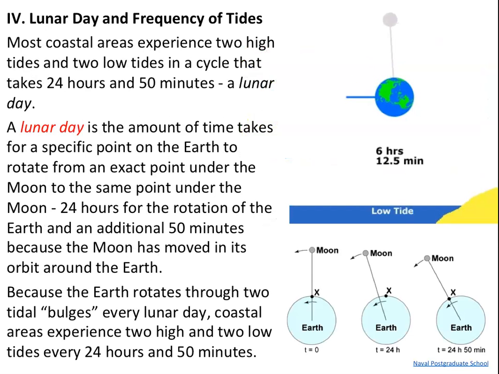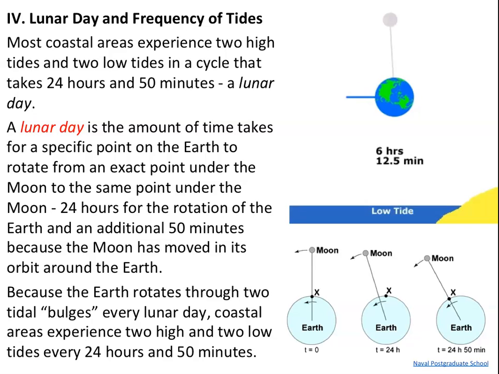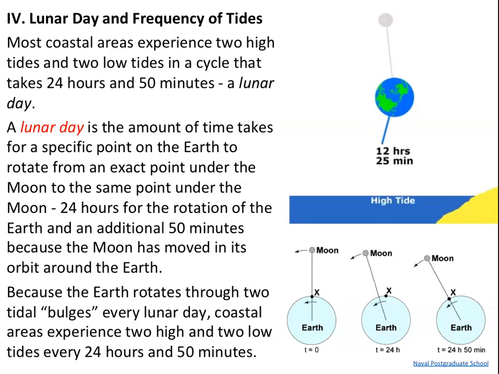The lunar day has an impact because most coastal areas experience 2 high tides and 2 low tides in a cycle. It takes about 24 hours and 50 minutes. That extra 50 minutes is because the moon is trying to catch up to the Earth. And so a lunar day is the amount of time it takes for a specific point on Earth to rotate from an exact point under the moon to the same point. And again, so a lunar day is 24 hours and 50 minutes. And so often when we're looking at tides, they're usually 50 minutes later each day.